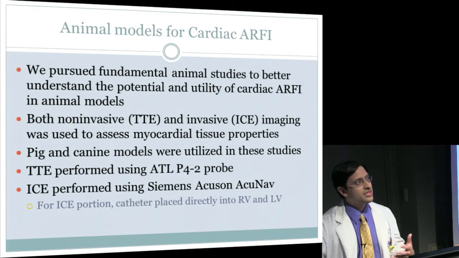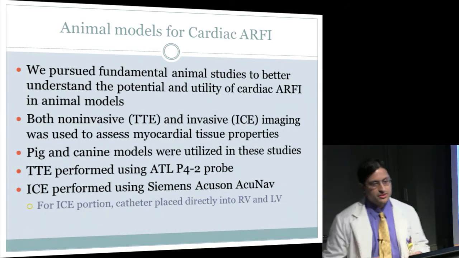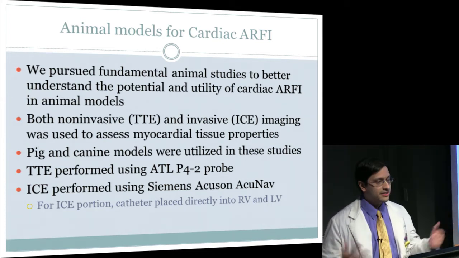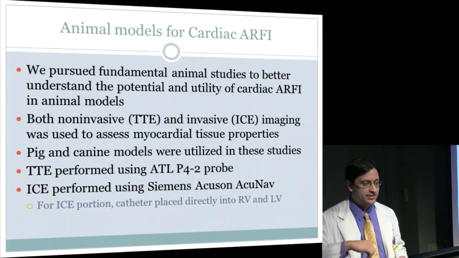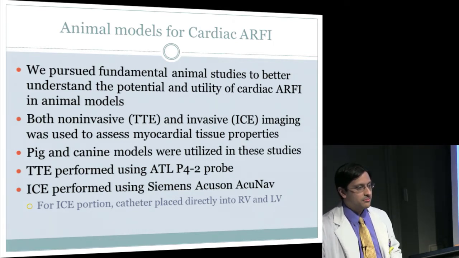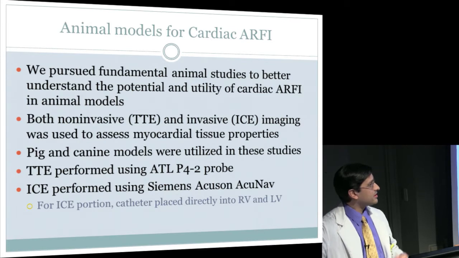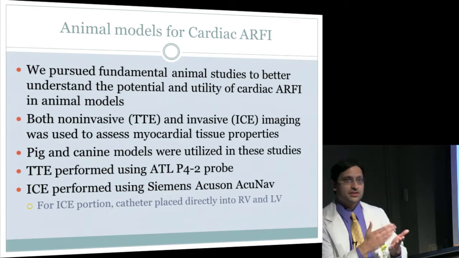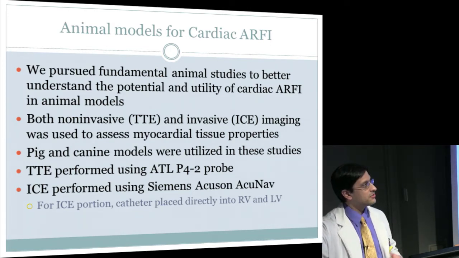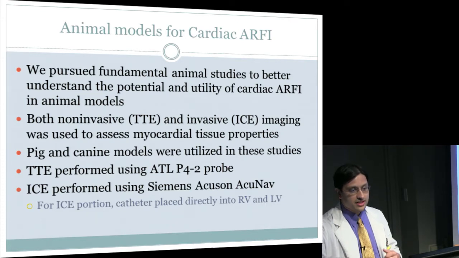So we thought we initially would try to demonstrate feasibility of these methods in animal models. We actually created a longitudinal study in pigs and did some other studies in canines. We mostly focused on pigs, and that's what I'll be talking about for the most part. For these studies, we did non-invasive assessment using transthoracic echo, where the echo probe would just deliver these ultrasonic pulses through the skin. And then we also did invasive assessment using ICE, where intravascular echo was used to assess tissue stiffness.